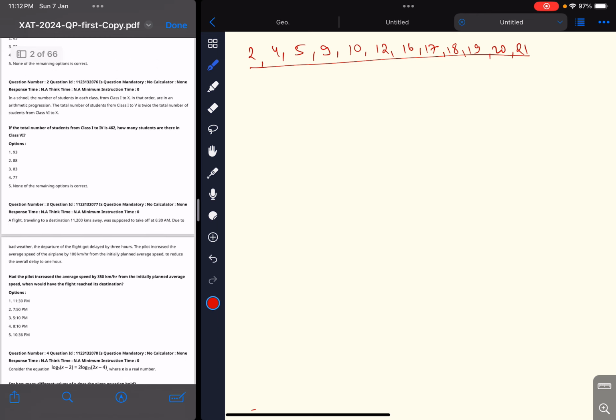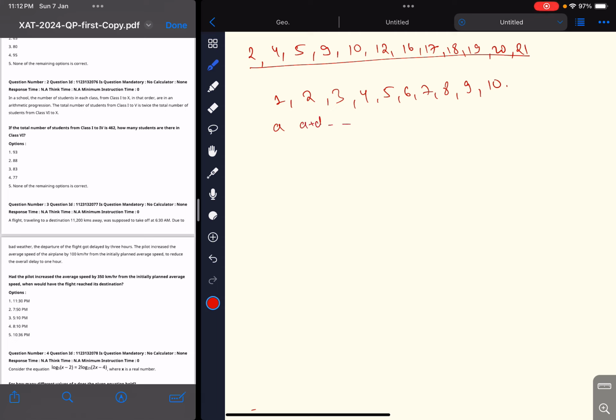In a school, the number of students in each class 1 to 10 are in AP. The total number of students from class 1 to 5 is twice the total number of students from 6 to 10. So class 1, 2, 3, 4, 5, 6, 7, 8, 9, 10. It is given that it is an AP. So if we suppose that the number of students in class 1 is A, then this will be A plus D, and it will go on like this.